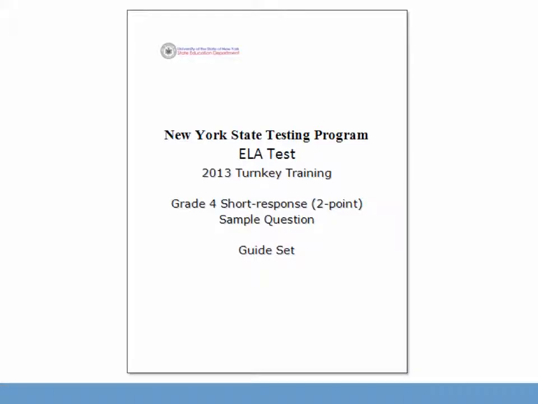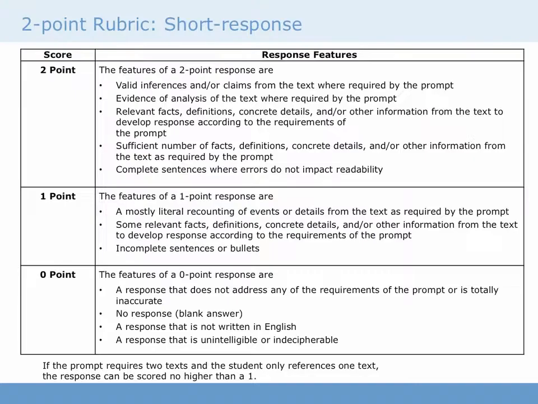If you do not have a separate copy of the 2-point rubric, you can find one in the Short Response Guide Set handout. You may wish to remove it from the handout package so that you may refer to it while reviewing the student responses. The rubric looks like this. We will look at each score point in detail.